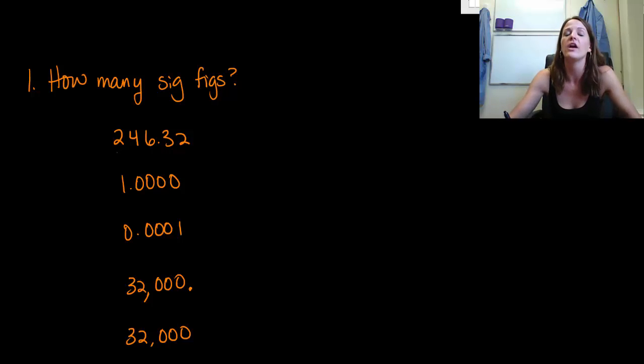246.32. If there's ever a non-zero number, it is significant. So significant, significant, significant, significant, significant. So 1, 2, 3, 4, 5. We definitely have 5 sig figs in that number.